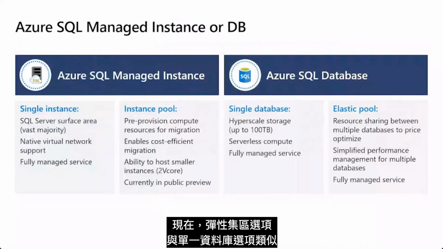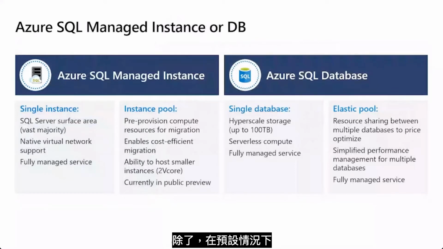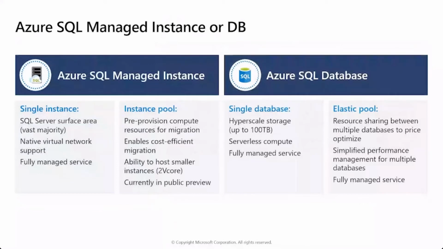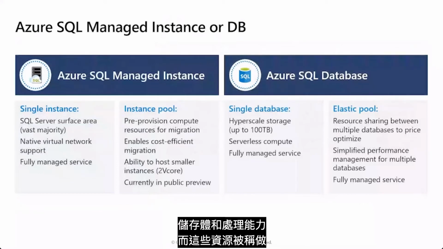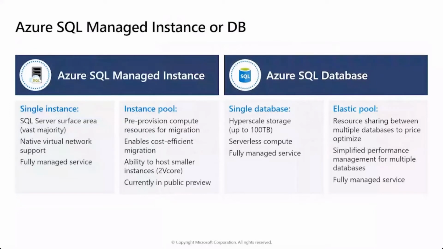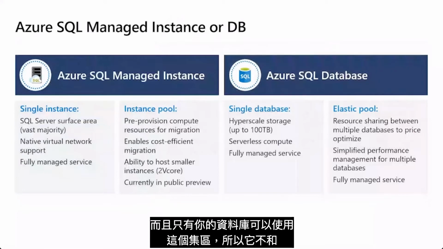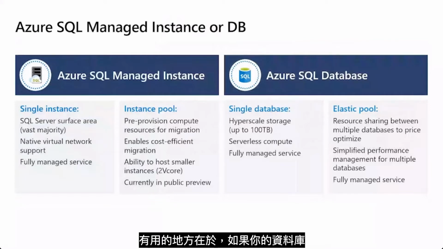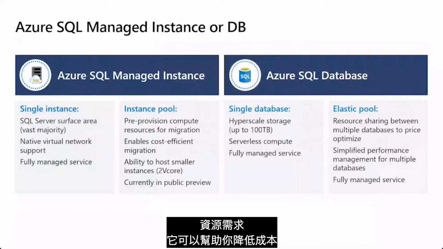Now with the elastic pool option, this is similar to the single database option, except by default, multiple databases can share the same resources like memory, storage, and processing power. These resources are referred to as a pool. So you can create the pool and only your databases can use this pool. It's not shared amongst other Azure users. This model is quite useful if you have databases with resource requirements that can change or vary over time, and it can help you reduce costs.